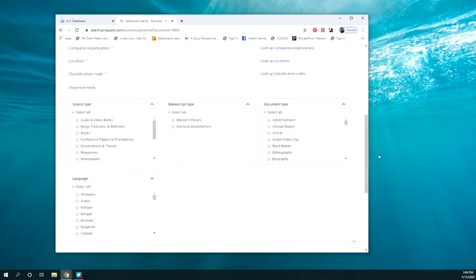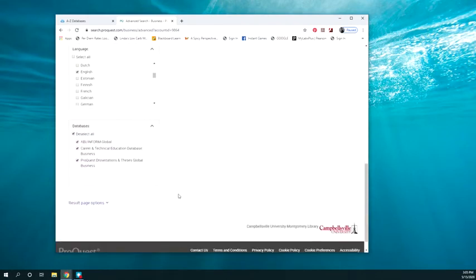Come down here. We're not as worried about some of the sources, but we do want scholarly journals. I'm not worried about the manuscript type. We do want articles for document type. You can go down here and choose that you want English for your language, unless you want to search in some other things. And then I'm going to keep all these databases.